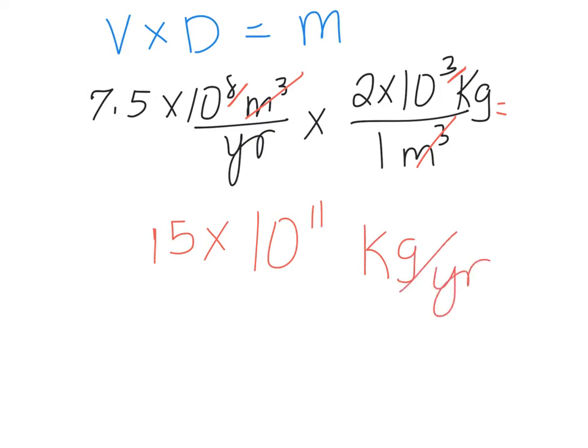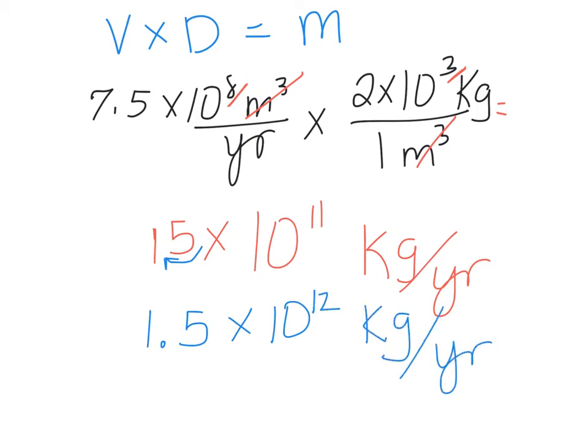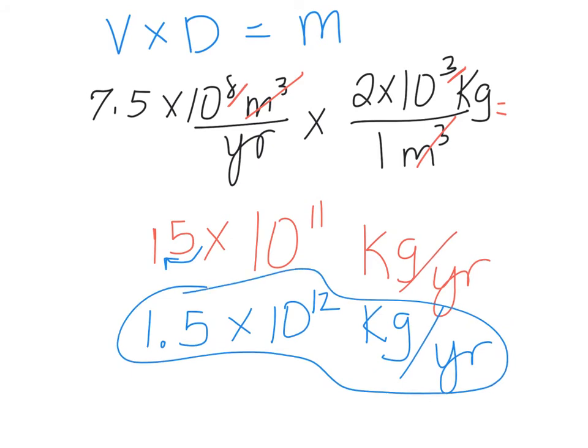It comes out as kilograms per year. If you leave the problem like this, it's fine because this is a correct answer, but you should know how to do it in proper scientific notation. So in proper scientific notation, you have one digit, then the decimal, and then all of the rest. And since I moved it one digit over, it ends up being 1.5 times 10 to the 12th.